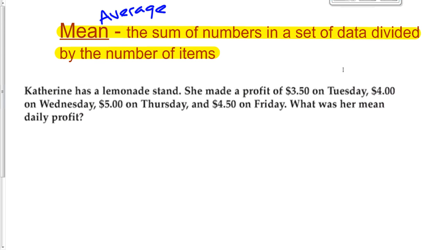So a very basic example here will be Catherine has a lemonade stand. She made a profit of $3.50 on Tuesday, $4 on Wednesday, $5 on Thursday, and $4.50 on Friday. What was her mean daily profit, or her average profit per day? So here we would add up $3.50, $4, $5, and $4.50.